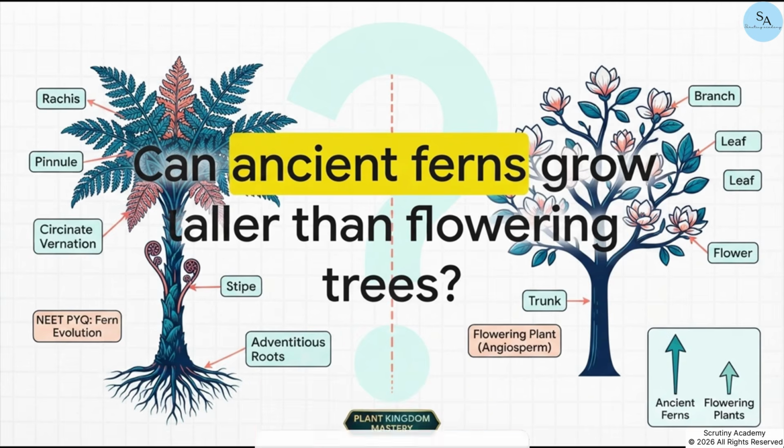When we think of evolutionary supremacy, we usually picture these massive, complex flowering trees, right? Well, did you know that some ancient ferns can actually tower over modern flowering trees? No way, right? It just goes to show that plant complexity isn't always what it seems, and evolution doesn't always just mean getting bigger. Understanding these evolutionary leaps is absolutely crucial to mastering this topic.